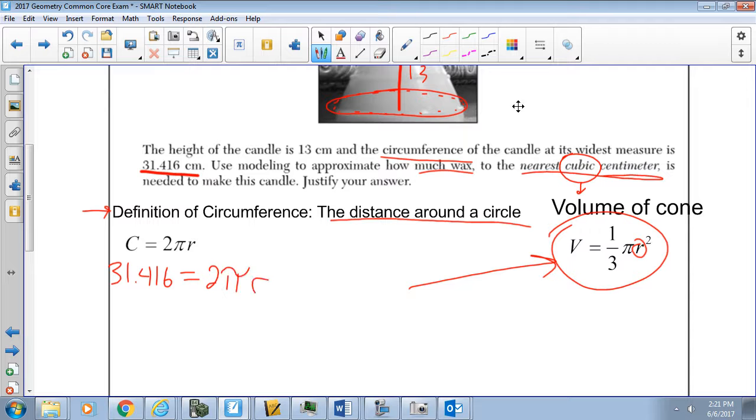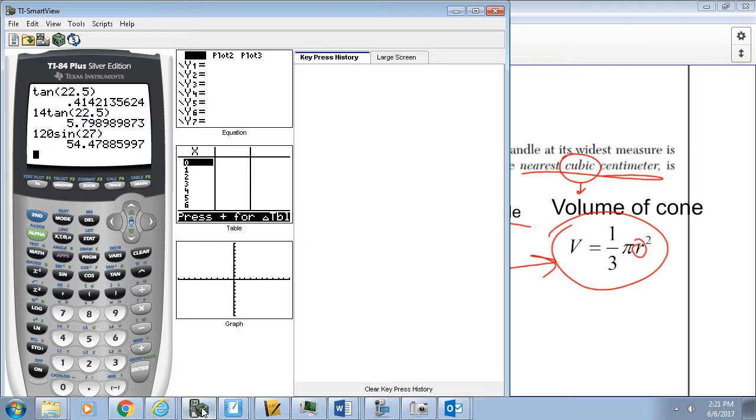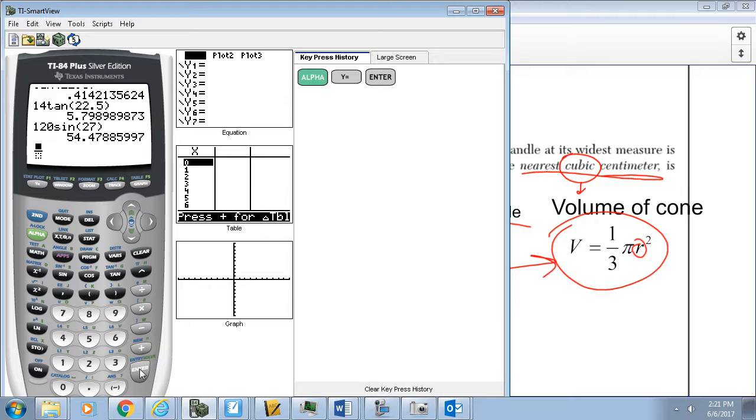All right? Now, what you're going to do at this point is divide by 2 pi, put that in your calculator, and what you're left with, so that'll be 1 over there. So really what you have is 31.416 divided by 2 pi is equal to r. All right, so let's go ahead and put that in the calculator.